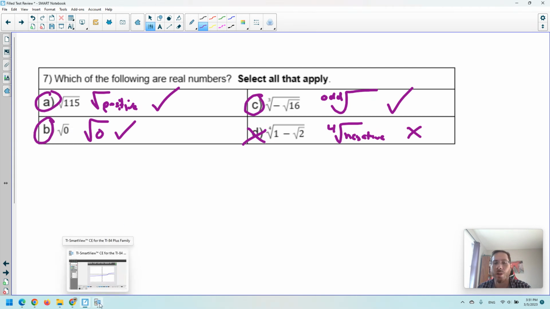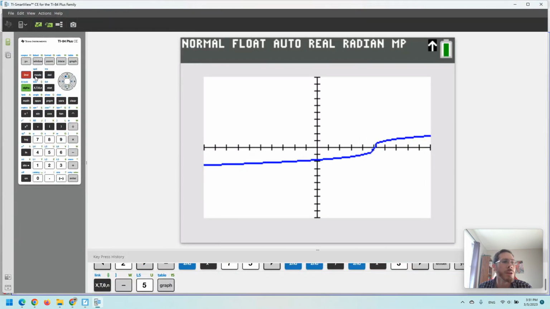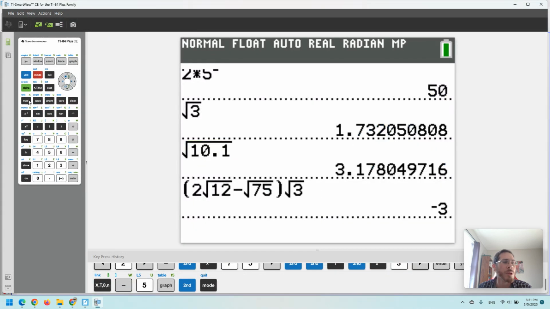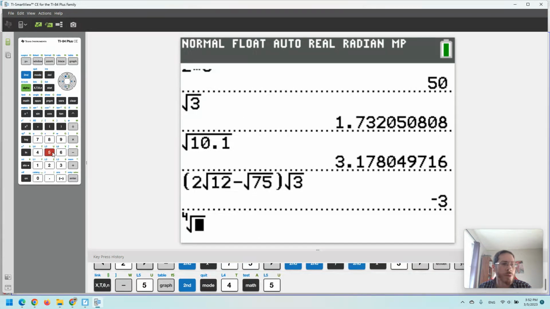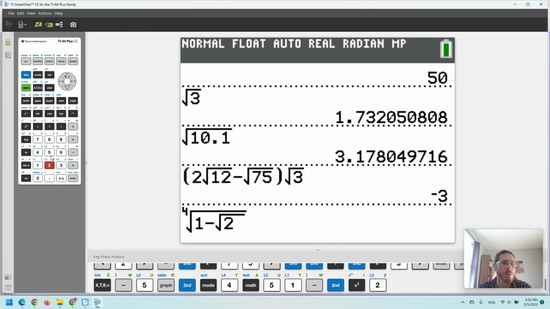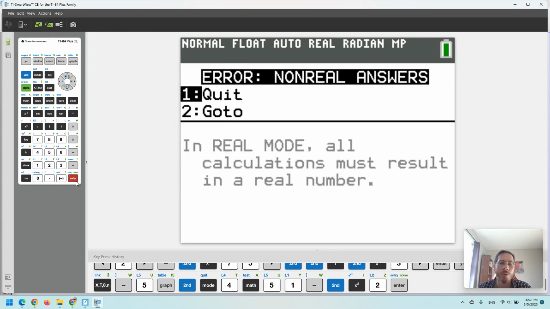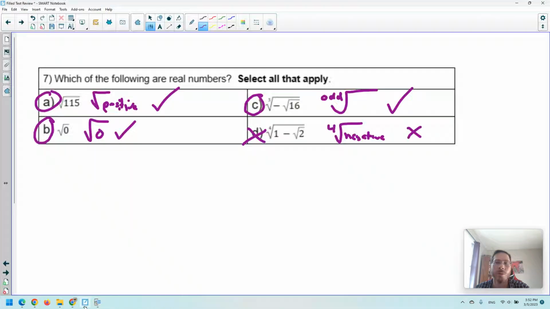Really easy to do if you want to check them in your calculator. We're going to do 4th root of 1 minus square root of 2. And we can see, nope, that is a non-real answer, which is exactly what we want to have.